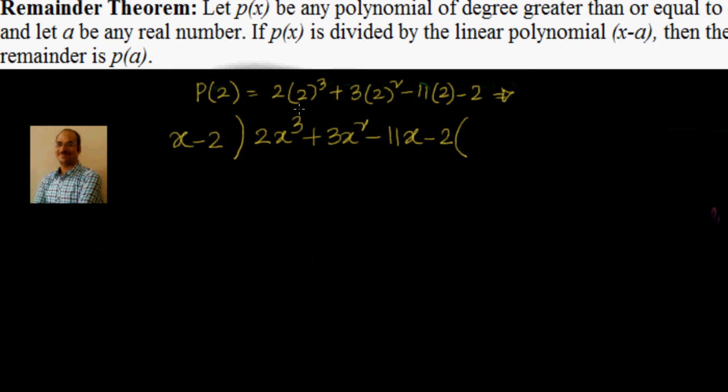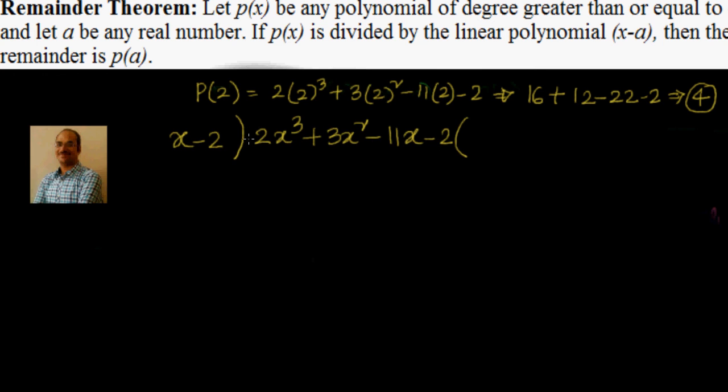Let's simplify this and see what the value is. 2 cube is 8, 8 2s are 16, plus 2 square is 4, 4 3s are 12, minus 2 11s are 22, minus 2. This is 28 minus 22, 6, 6 minus 2, 4. The remainder is 4. Let's check with the long division and see whether we are getting the same result or not. Now how will we proceed?